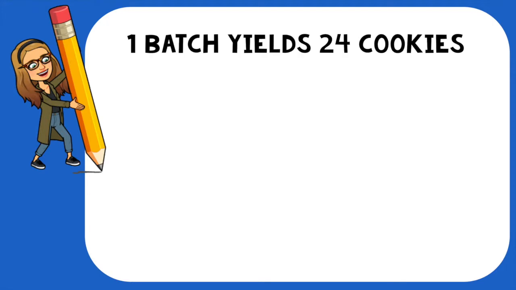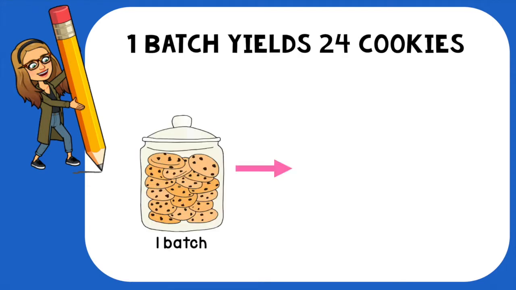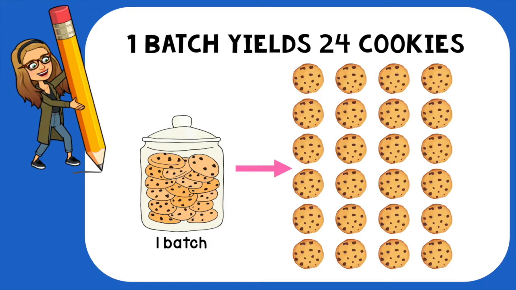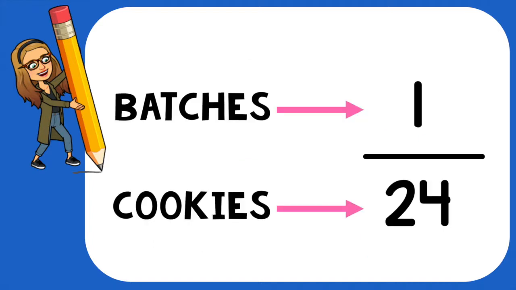Let's set up a ratio comparing one batch to the number of cookies it makes. Our recipe makes 24 cookies. Another way to say this is one batch yields 24 cookies. We can write ratios 3 different ways. One of these ways is using a fraction. One batch makes 24 cookies, so we will write this as 1/24.